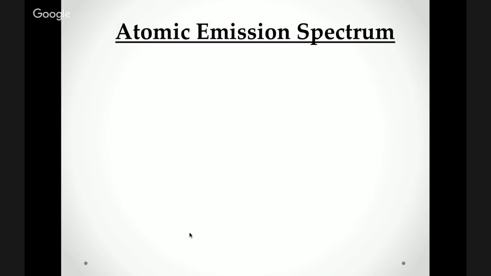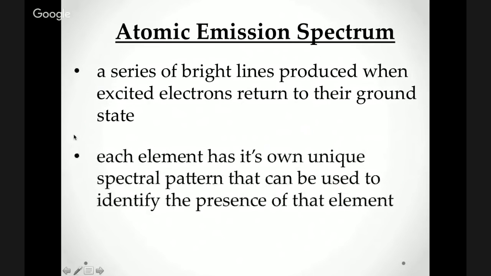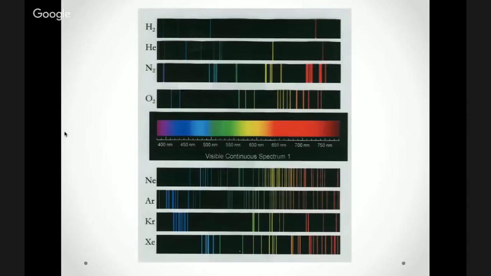And when we look at the emission spectrum, we want to understand that it's really a series of bright lines produced when excited electrons are returning to their ground state. So it really piggybacks on what we just talked about. And what we want to understand is each element has its very own unique spectral pattern that can be used to identify if that element is present in whatever the situation may be. So if we look at this example here on this slide, we can see that we have 8 different elements. And notice that hydrogen and then helium don't have a lot of lines, but as we go further down, the elements are getting bigger and bigger. And some of them have the same colors, but none of them have the same exact pattern.